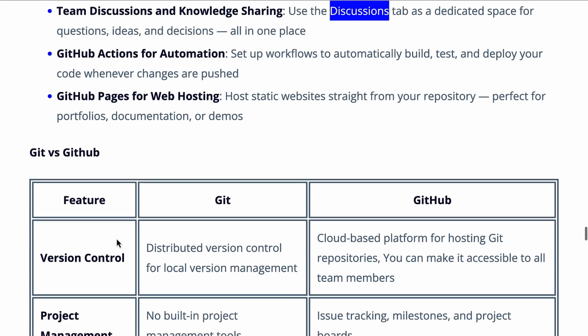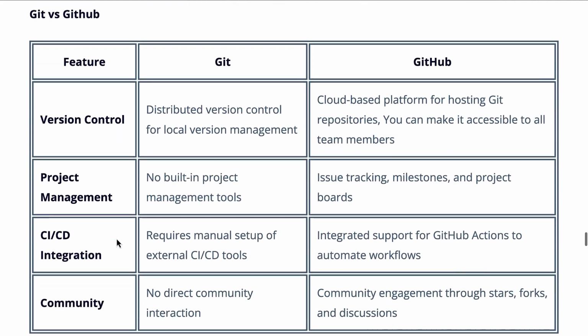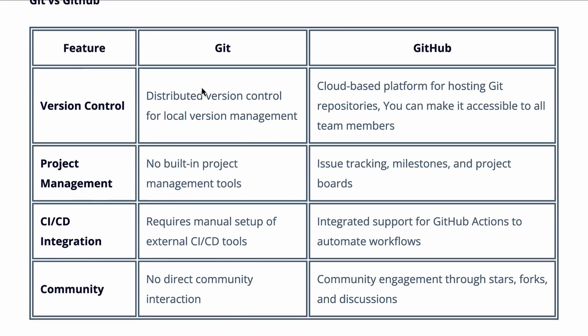Now let's quickly compare Git versus GitHub. Git is just version control, right? It provides distributed version control. So you can have your own local repository, and you have the shared code in a remote repository that can be hosted on GitHub. GitHub is a cloud-based platform for hosting Git repositories. This enables your team members to access the code and collaborate.